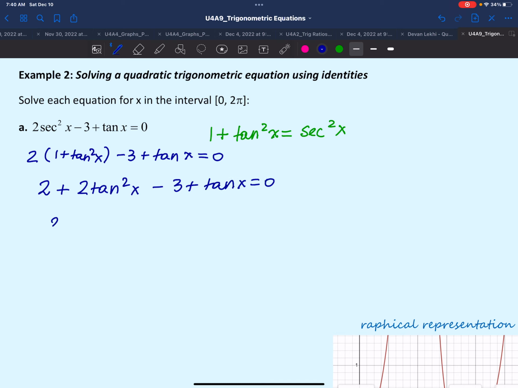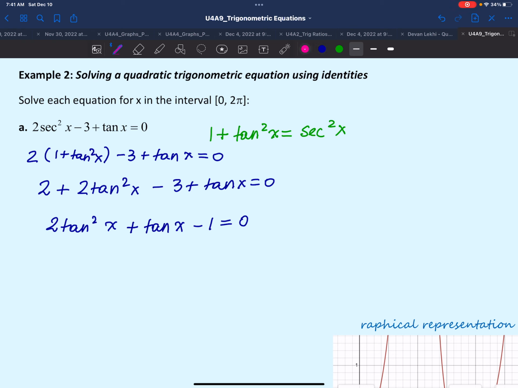Let's rearrange the terms from highest to lowest degree, and this is because, as you can see here, this is a quadratic equation, and quadratic equations are solved by first taking all the terms to one side and leaving 0 on the other. So 2 tan squared x plus tan x, and 2 minus 3 is negative 1, equals 0.